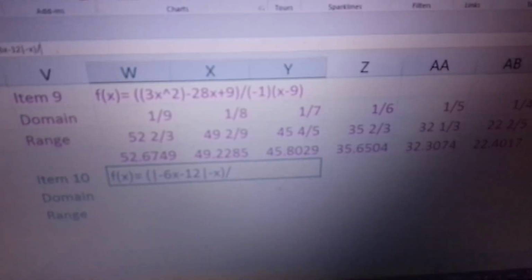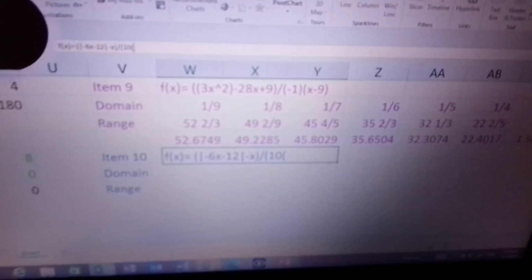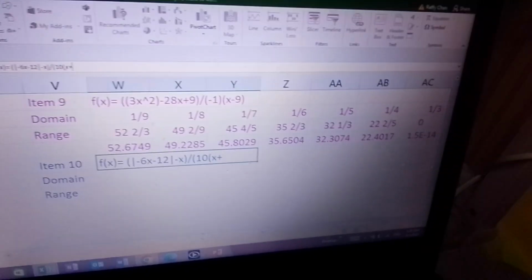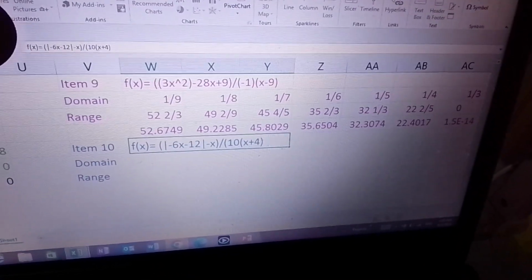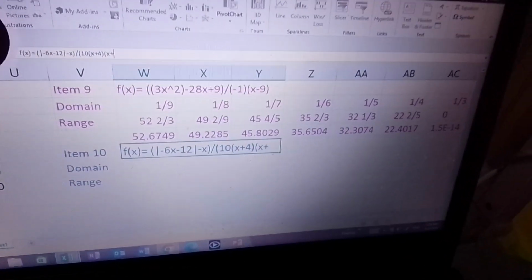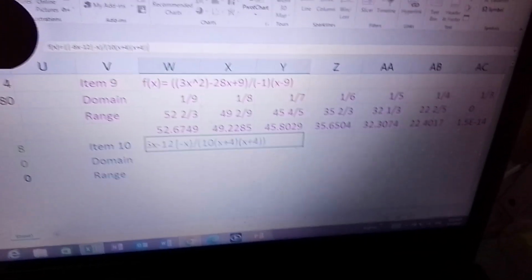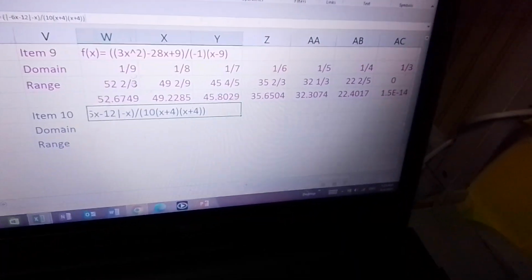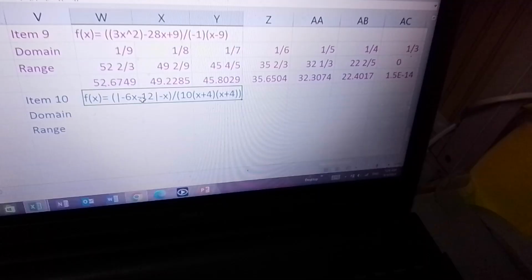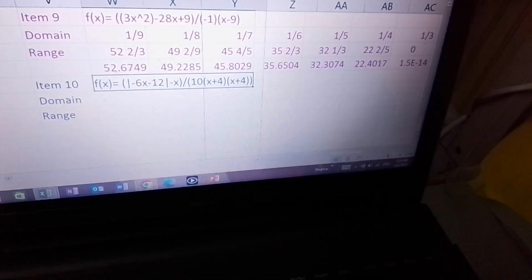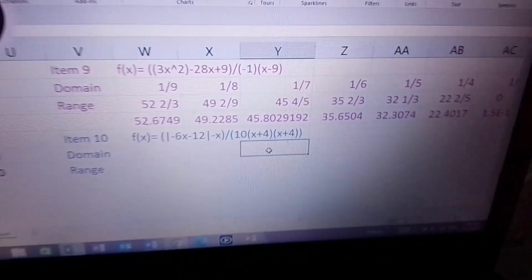Let me write it for you. So we have here parentheses, 10 times x plus 4, x plus 4, then double parentheses. Therefore, our formula should look like this. Let me merge this one. It should look like that.